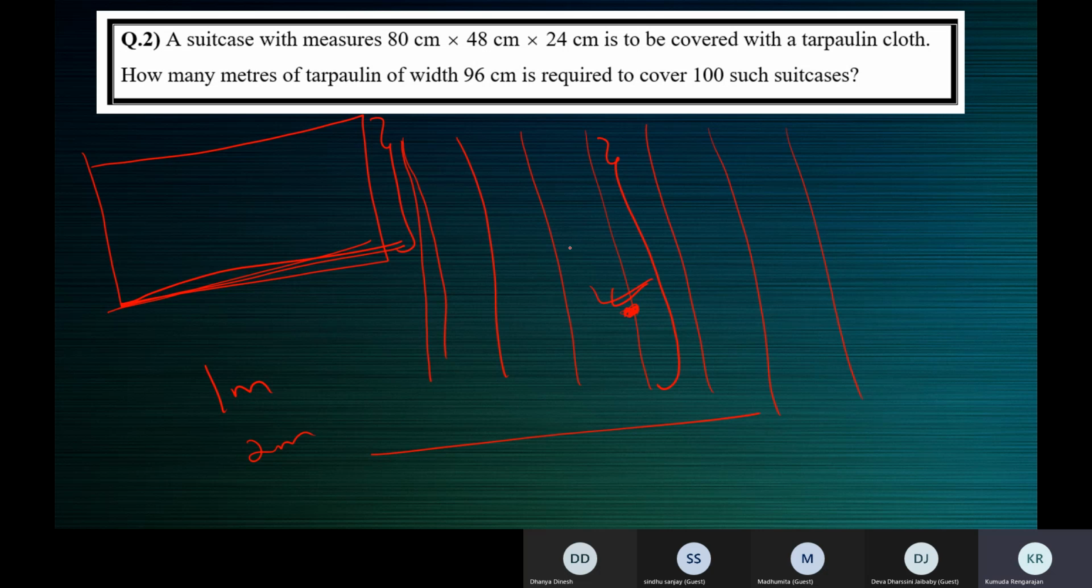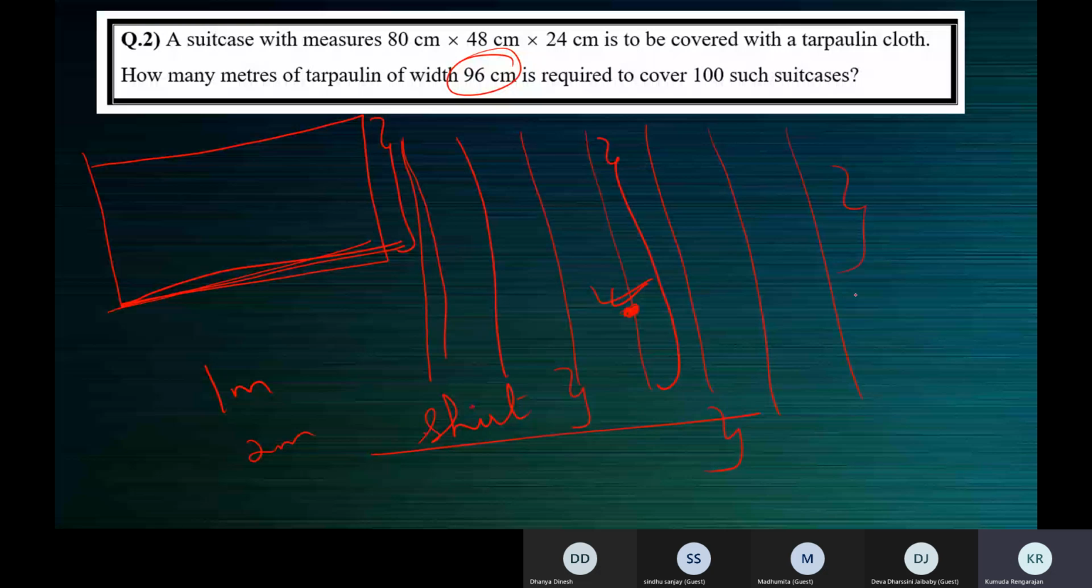That will be fixed. It differs for different material. It need not be 96 for every other material. The width is different for different materials. Meaning, a shirt material will have a different width than a pant material, than a blouse material. The width of different materials may be different.